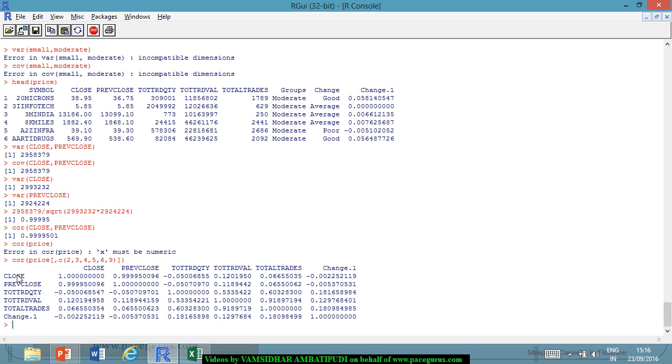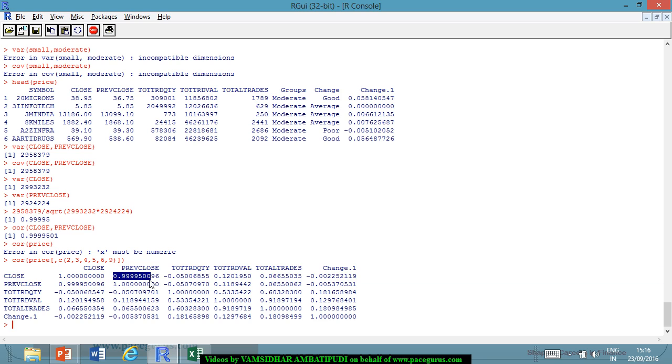What it says is, the correlation between close and previous close is 0.9999. Closing price and total traded quantity is minus 0.05. So the higher the price, the total traded quantity goes slightly lower. Closing price and the total traded value is 0.12. The higher the closing price, it looks like the total traded value is higher. Closing price versus the total number of trades is much lesser, and even the change is much, much lesser.